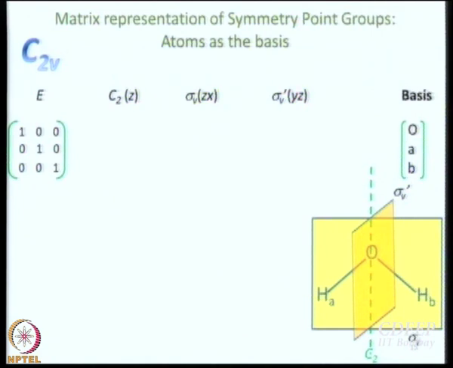What about C2? What happens in C2? O remains O. O would better remain O for everything, isn't it? No matter what we do, if oxygen becomes hydrogen, then either it is not a symmetry operation or you are a wizard of nuclear transmutation. Since we are not, oxygen would better remain oxygen. Fine. Now, what happens to A and B? They get interchanged. So, let us write the matrix now.